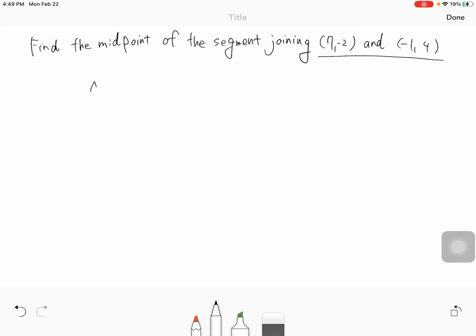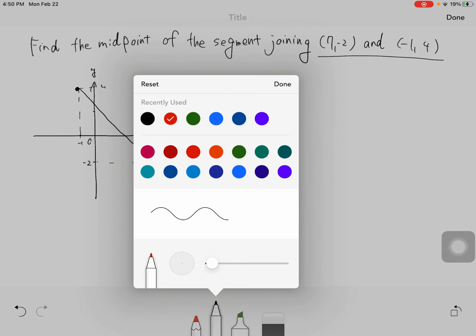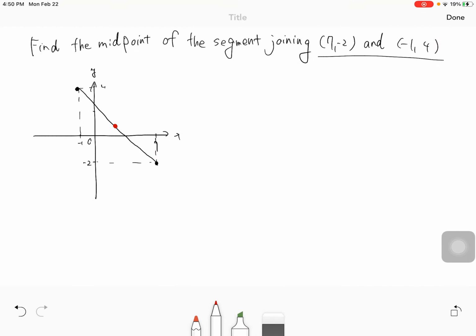First, let me plot these points in xy coordinates. Here, xy. And (7, -2) is here. And (-1, 4) is here. Then you have to find the midpoint of these 2 points, which is here.